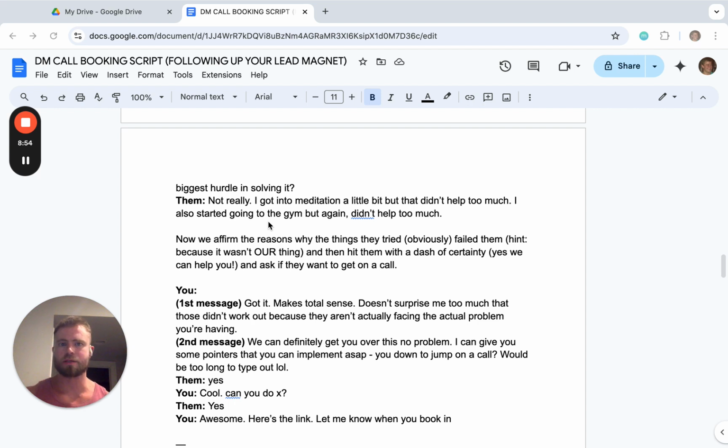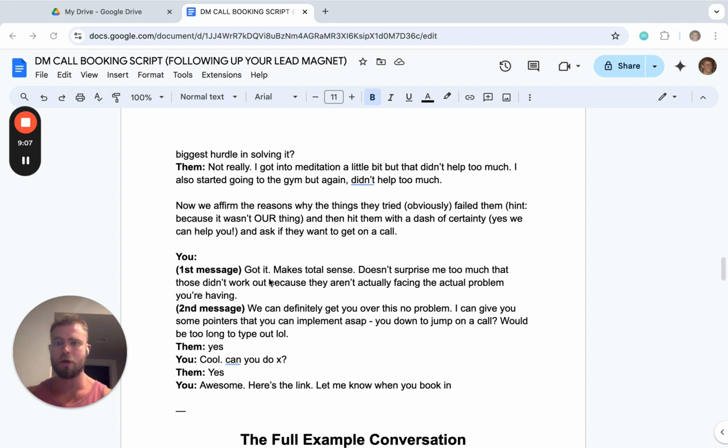This is how you, as a setter, through messages, obviously these are not phone calls, these are all messages, lead someone to scheduling a call at a very high level. Like, this is high level setting game. Okay, so continue the conversation. You got it, makes total sense. Doesn't surprise me too much that those didn't work out because they aren't actually facing the real problem that you're having. Okay, so that's one way that you could say it.